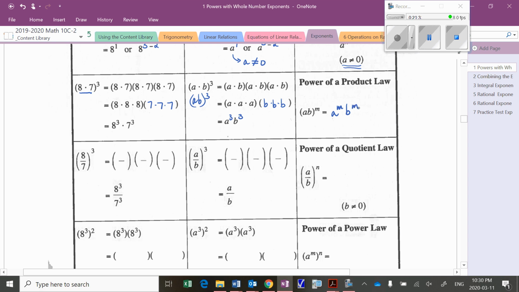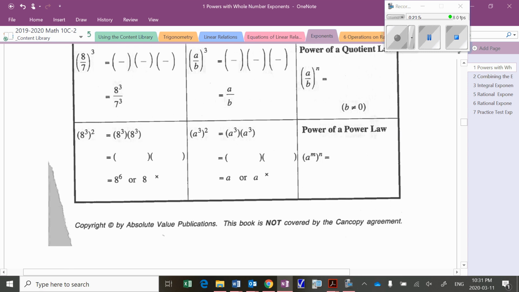So a lot of people think of it almost as if you're distributing that exponent to each of the factors of your product. And it's important to note that this works for a product, and what we'll quickly see is it works for a quotient. It does not work for addition or subtraction.